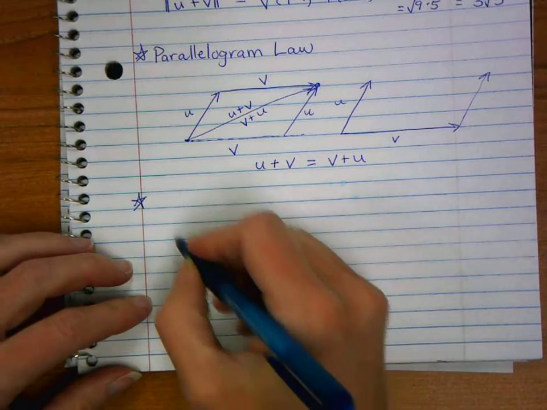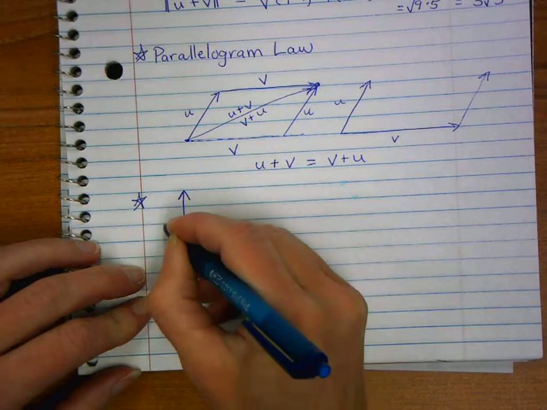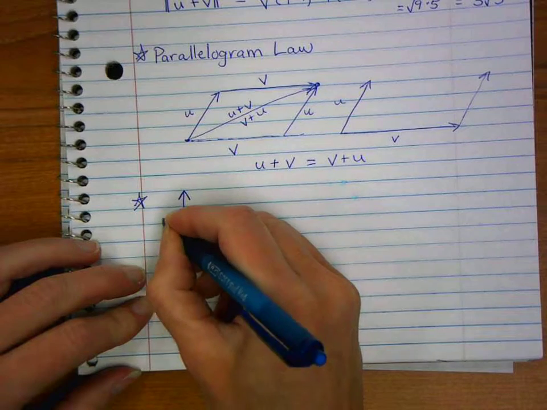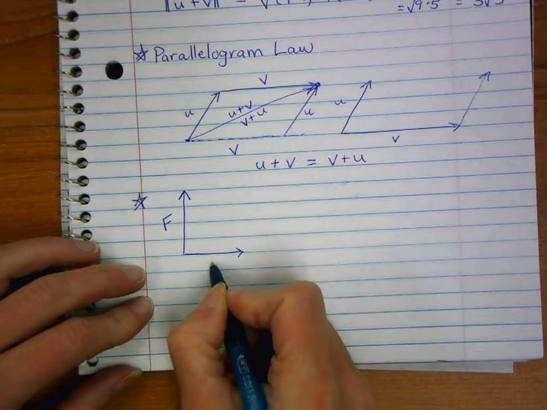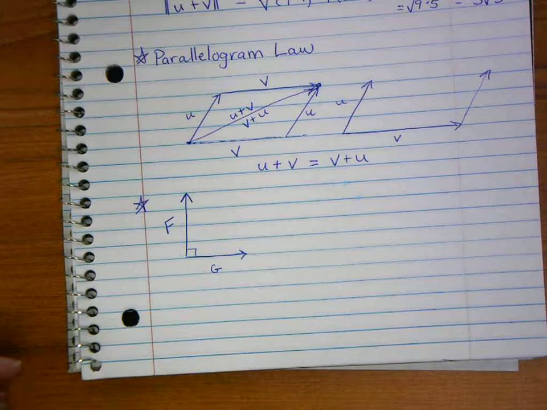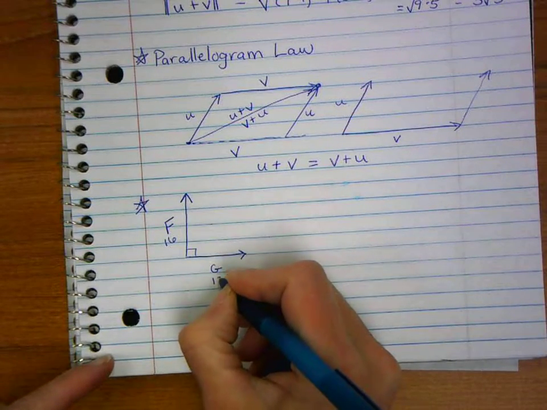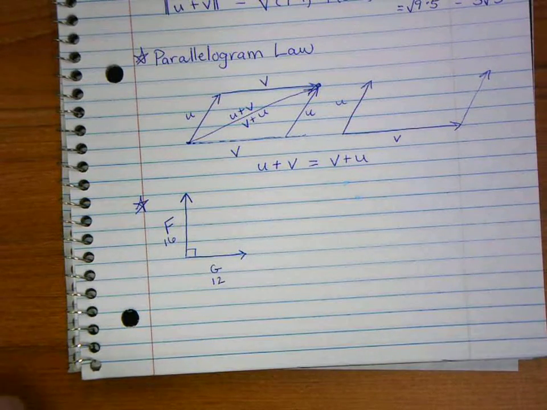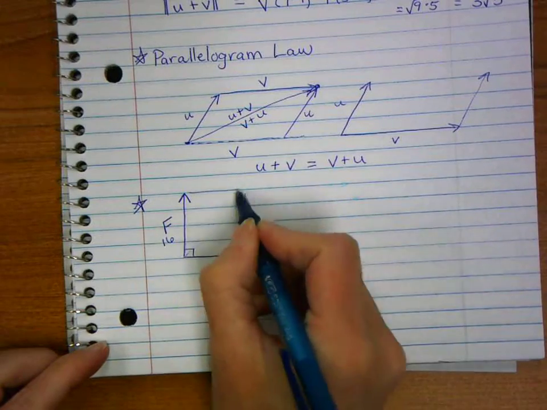So one going this way, we'll call that force F. And let's have one going this way, we'll call it force G. That's a perpendicular. And force F has a magnitude of 16 and force G has a magnitude of 12. The resultant vector is just the diagonal of this rectangle here.